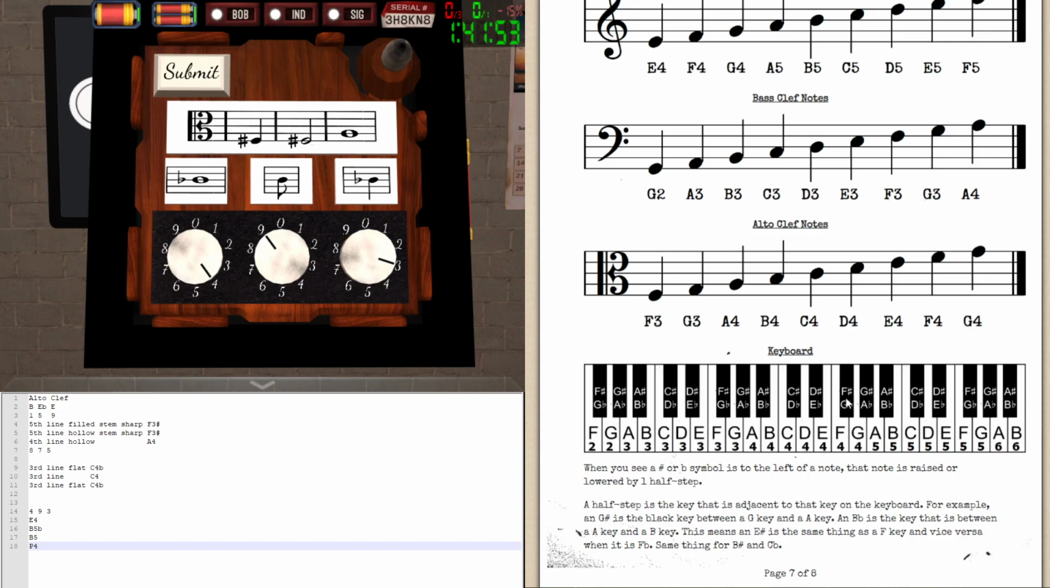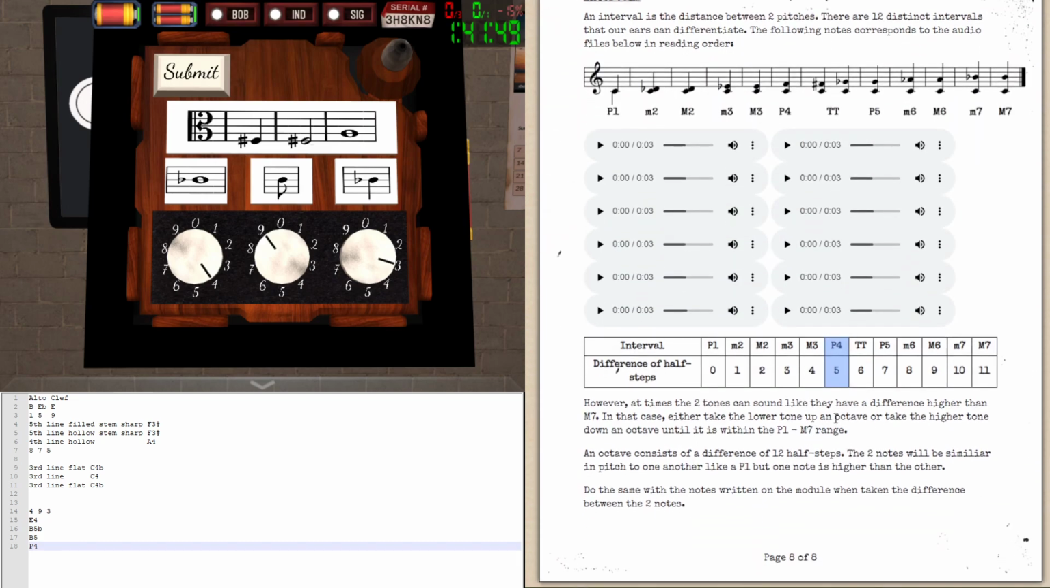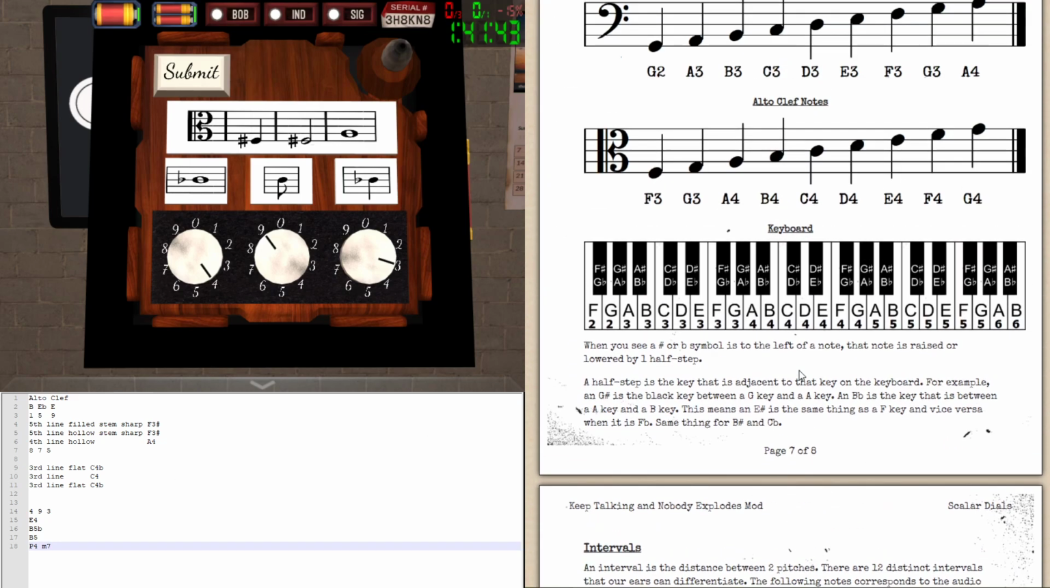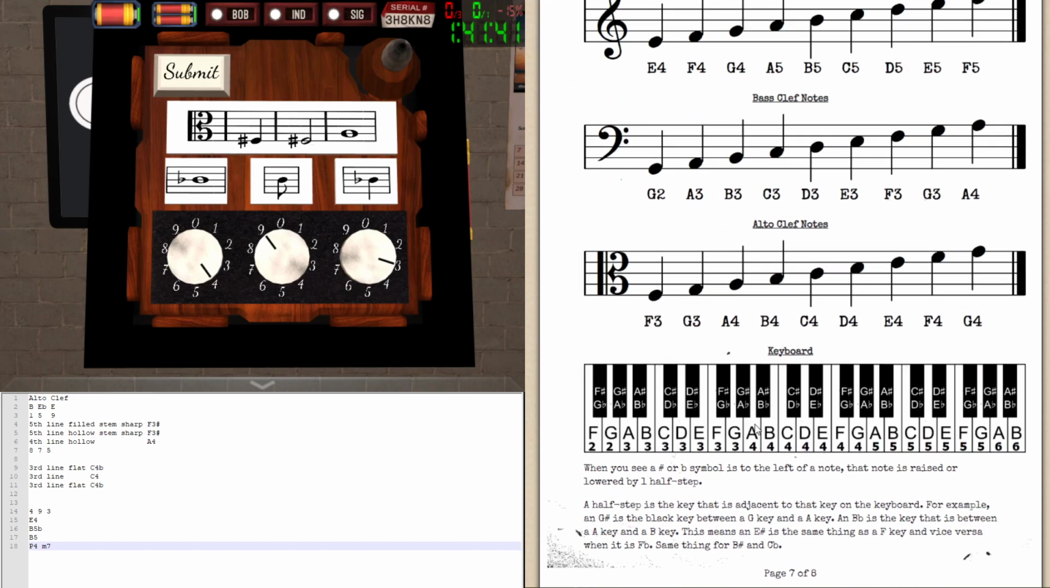1, 2, 3, 4, 5, 6, 7, 8, 9, 10. What has a difference of 10? Which is this one, a minor 7. Then finally, we have the C4 again, which is right there. And this time, we have a B5 right there. Count the difference. 1, 2, 3, 4, 5, 6, 7, 8, 9, 10, 11, 12.